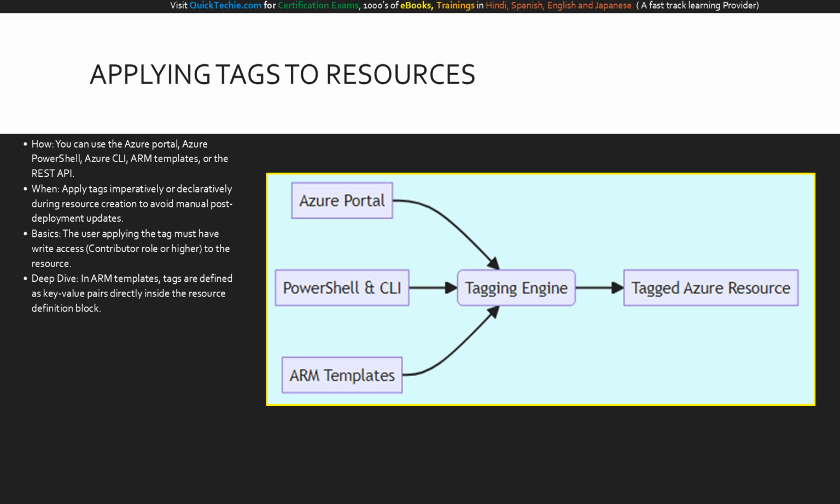This prevents you from having to manually tag resources post-deployment. Remember this basic requirement: to apply a tag, your user account must have write access to the resource, which means holding the contributor role or higher. As a deep dive, when writing ARM templates, tags are defined as key value pairs directly inside the resource block, embedding governance directly into your infrastructure as code. This diagram illustrates the various inputs feeding into the Azure tagging engine. Whether you use the manual portal on the top, script-based PowerShell in the middle, or declarative ARM templates at the bottom, they all converge to successfully label your Azure resource.